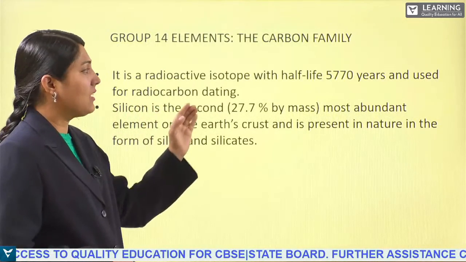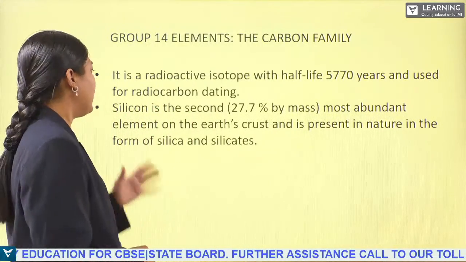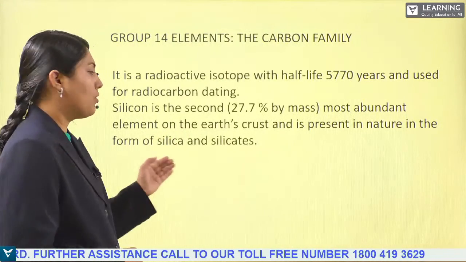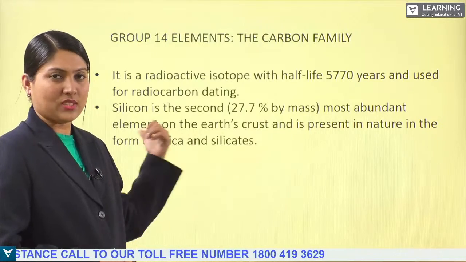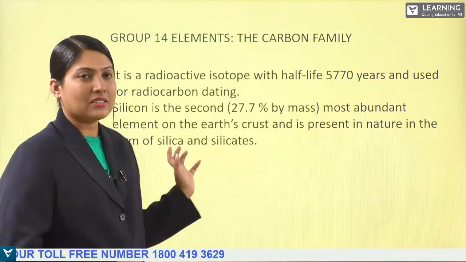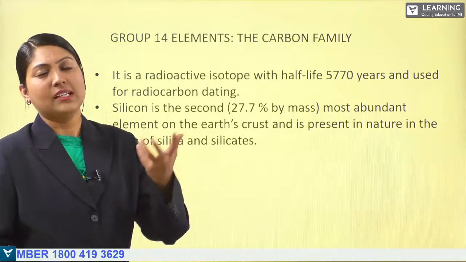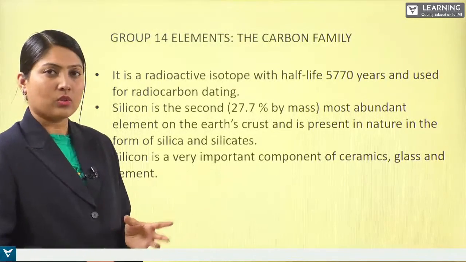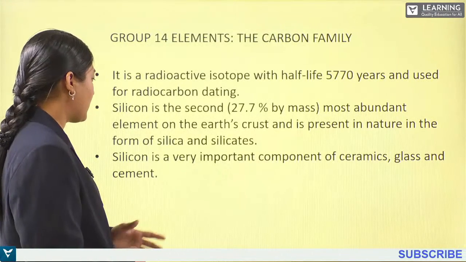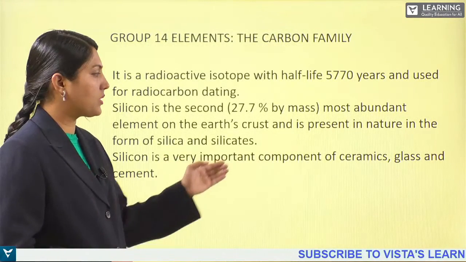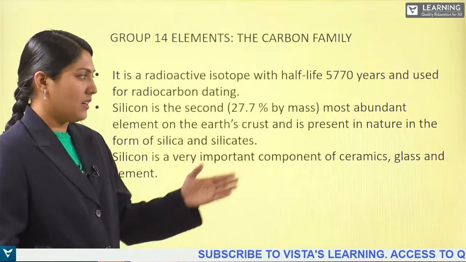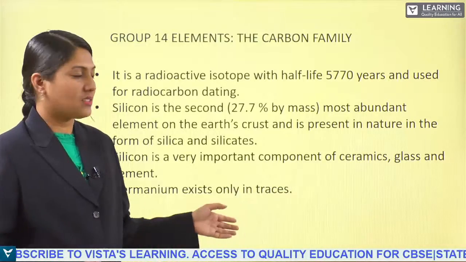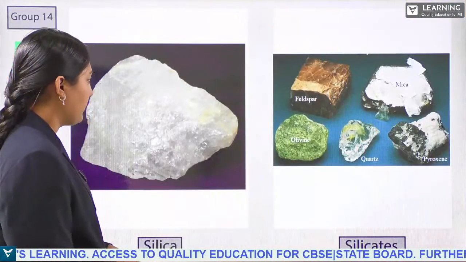Silicon is the second most abundant element in the Earth's crust and is present in nature in the form of silica and silicates. We just saw the same thing. Silica is present in silicates, as they are the ores. Silicon is a very important component of ceramics, glasses and cements, and germanium exists only in traces. Just now we spoke about that, right?